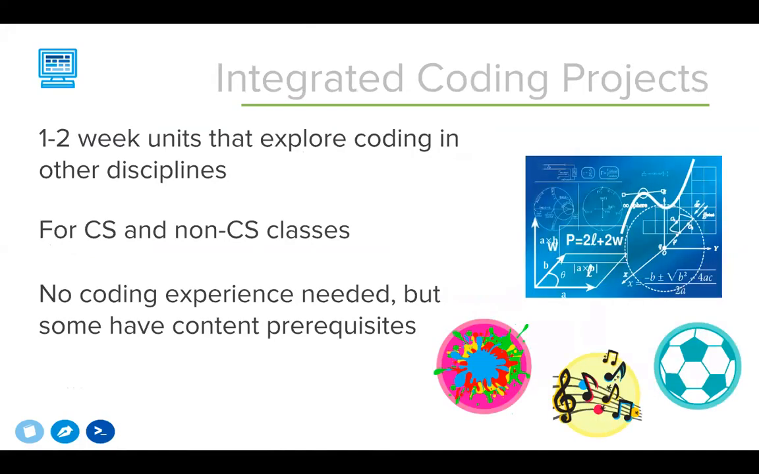And next we have integrated coding projects. These are new interdisciplinary project units that allow students to explore how coding is used in different disciplines, like physics or music. These are designed for computer science or non-computer science classes, and this could be used as a project unit in a computer science class or a course that covers a different content, such as math.